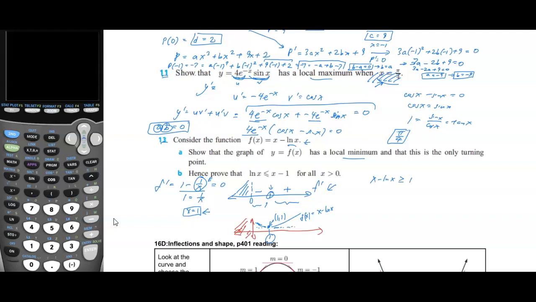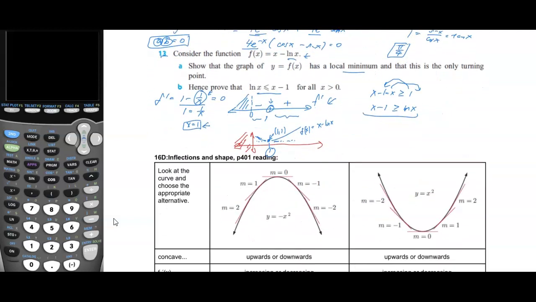Now what we need to do is rearrange it a little bit. We can add ln x to both sides. We can subtract 1 from both sides. We would get x − 1 is greater than or equal to ln x. And that's exactly what we wanted to prove. So we're done. Okay.